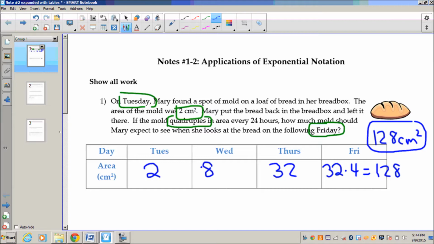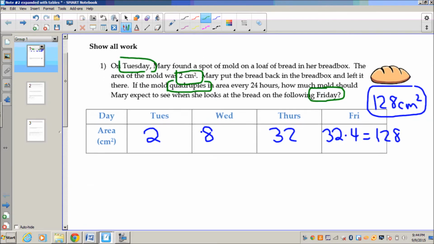Now, you might be asking yourself, why is this on exponents? So I just want to point out, as we're keeping track of what's going on, I'm going to write this out again underneath. On Tuesday, we had 2 square centimeters of mold. On Wednesday, it got 4 times bigger, so this was a 2 times 4. On Thursday, it was 4 times bigger again. So it was whatever we had on Wednesday, which was 2 times 4, and then times 4 again.